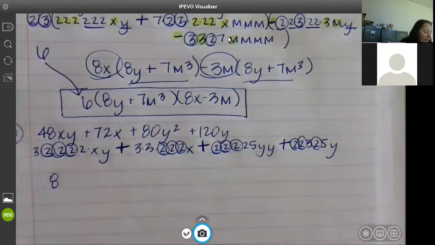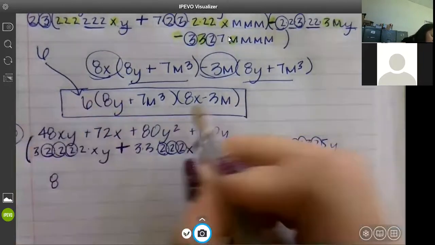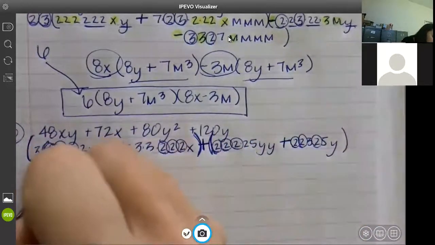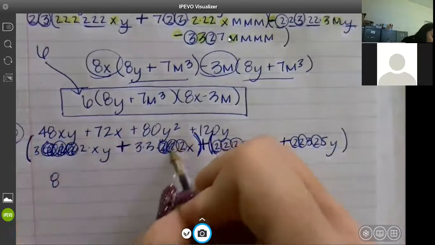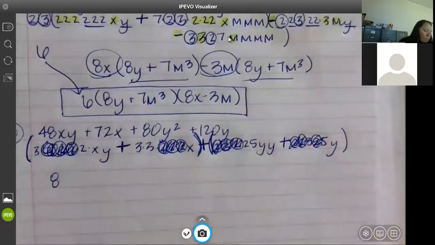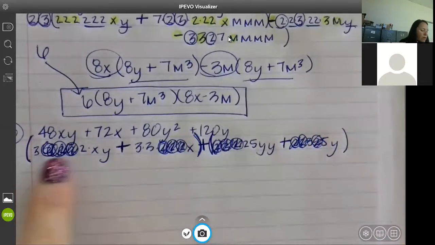All right, look at what I have left over. I'm going to group the first 2 and the last 2. And again, these 2's don't matter anymore. Look at these first two. What do they have in common?